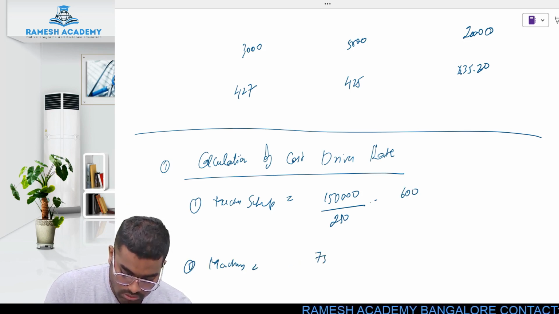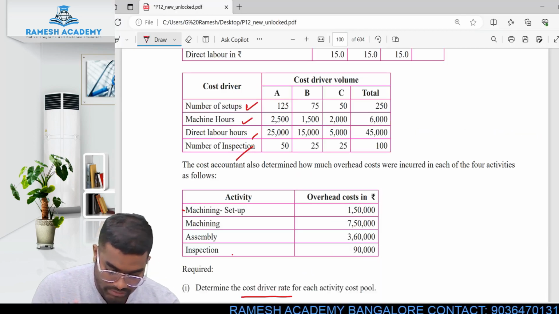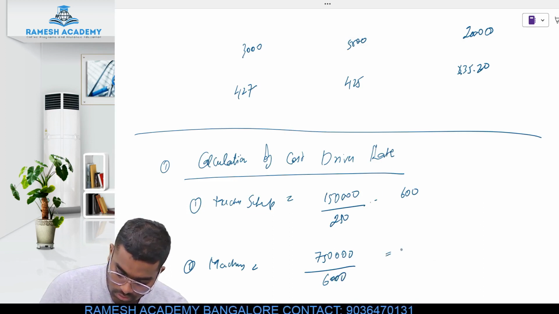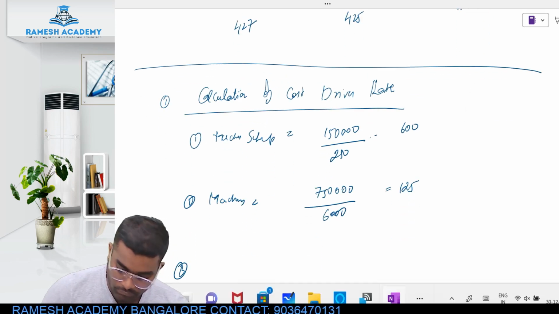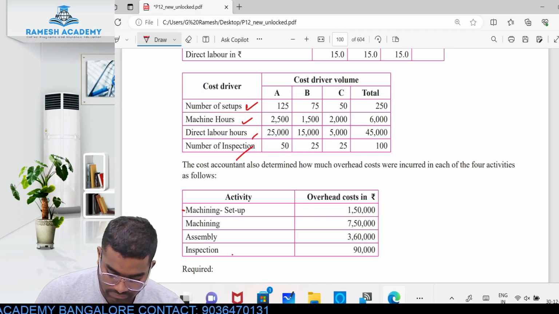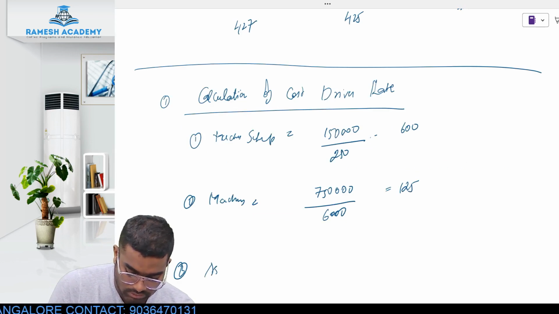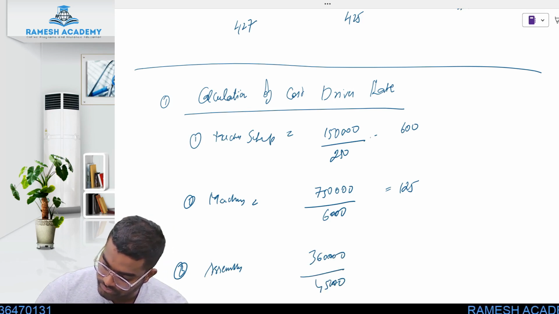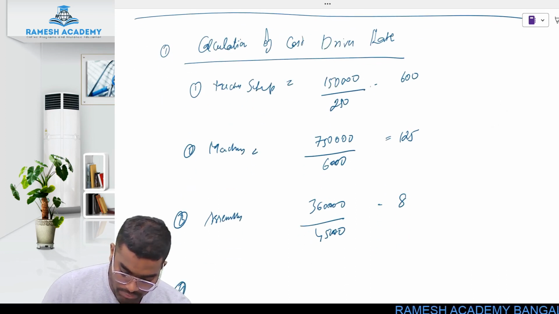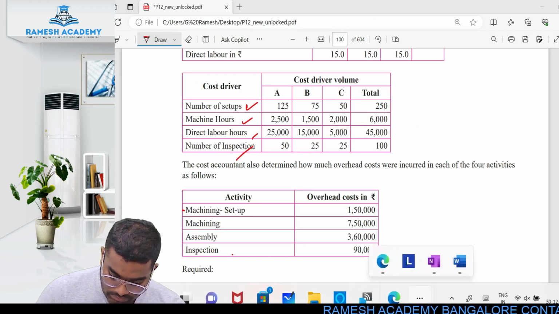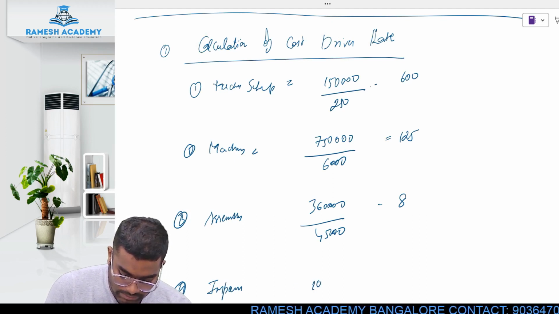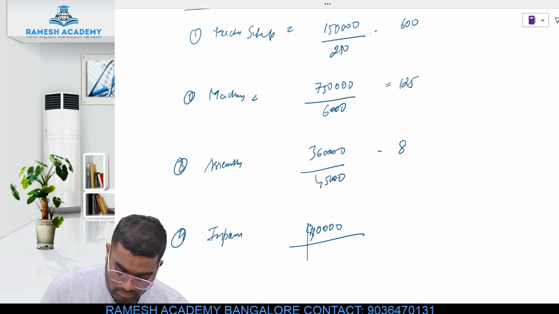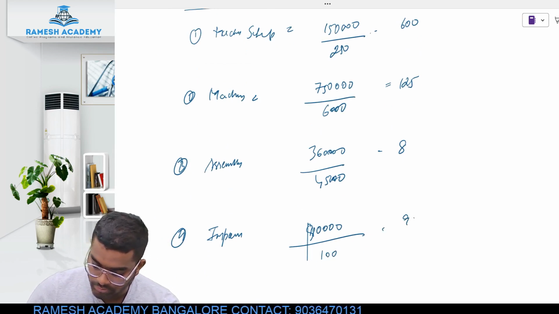Then we have machining. How much was the cost? 7,50,000 and the number of hours is 6,000. So 7,50,000 divided by 6,000 is 125. What is the third cost? Assembly: the cost is 3,60,000 and the number of hours is 45,000. So 3,60,000 divided by 45,000 is 8. Next we have inspection, 90,000, and the number of inspections is 100. So 90,000 divided by 100 is 900.